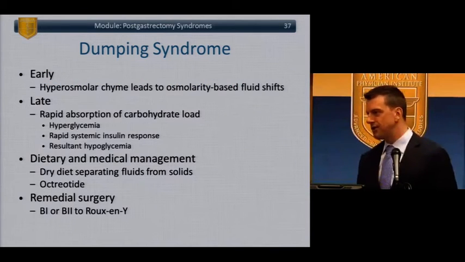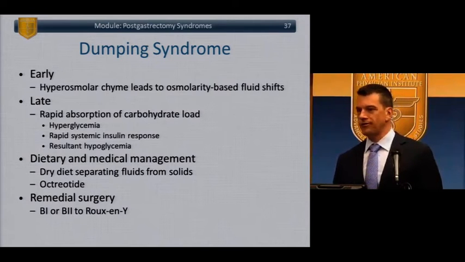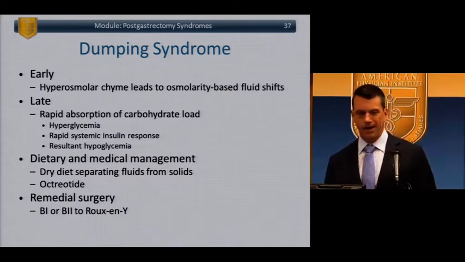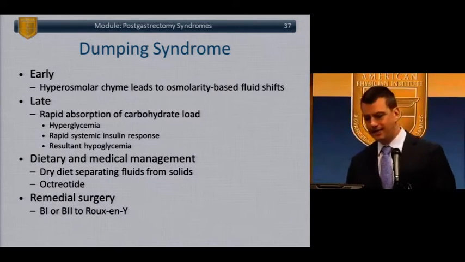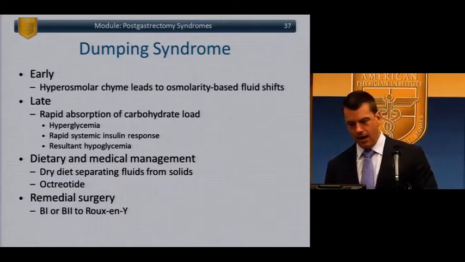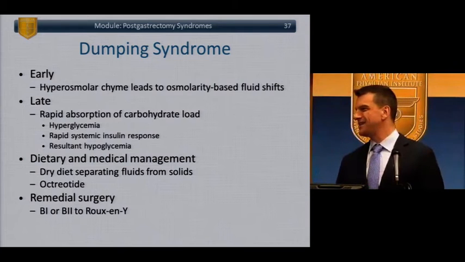So dumping syndrome, this is usually an early phenomenon where the hyperosmolar chyme gets into the intestinal tract and there are rapid fluid shifts. These are usually protected in the stomach but may occur in the intestines. Later on, you get a hyperglycemic phase, rapid secretion of insulin, and a following hypoglycemic phase. And this is where most of the symptoms arise, the palpitations, the sweating, and all those things that go with hypoglycemia.